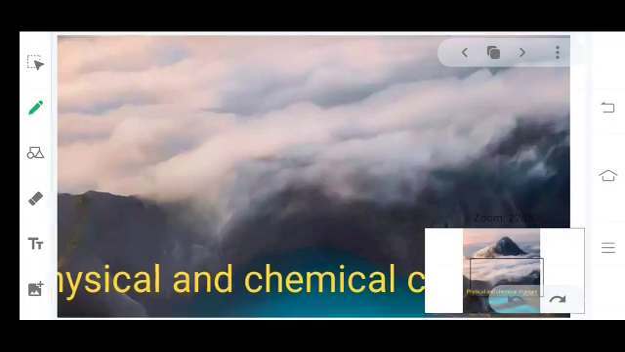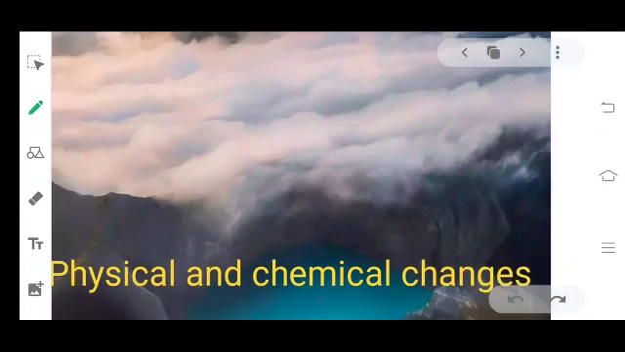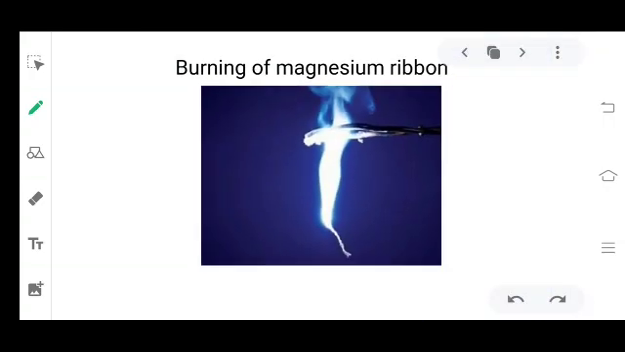In our lesson Physical and Chemical Changes, we have completed discussing all the topics. Today, we will revise some of the chemical changes and also learn how to write the chemical reactions. The first change here is burning of magnesium ribbon. When we burn magnesium ribbon, it produces bright white light and also produces ash at the end.